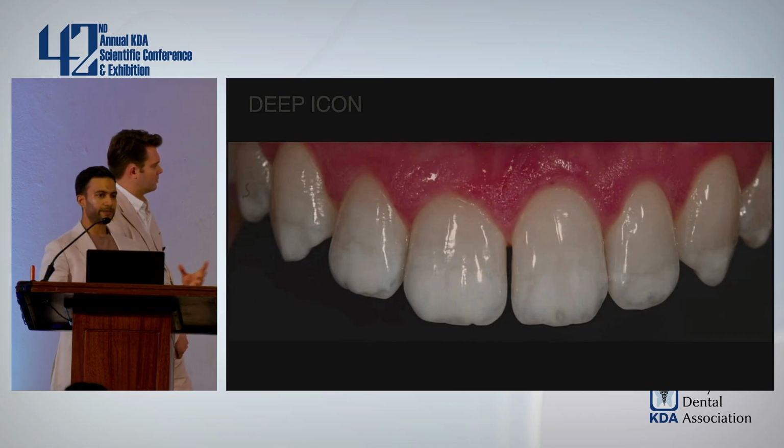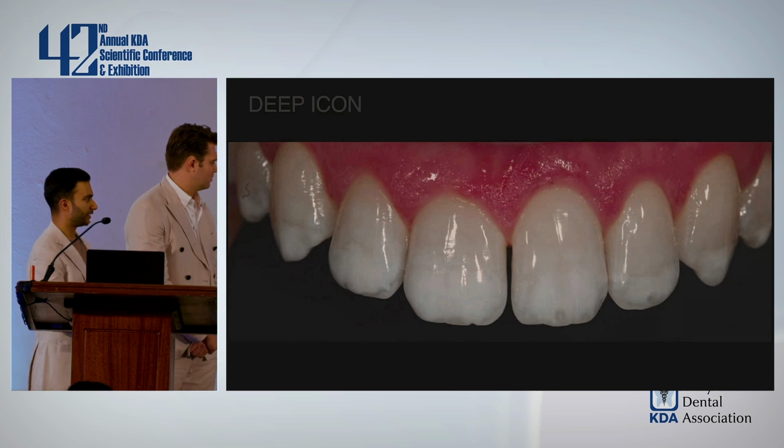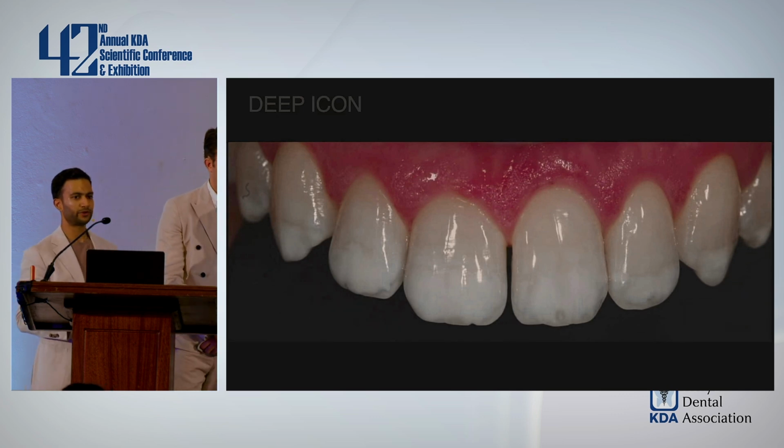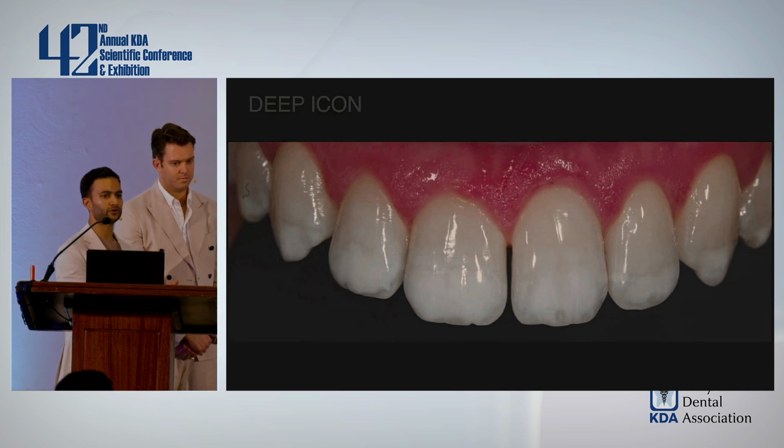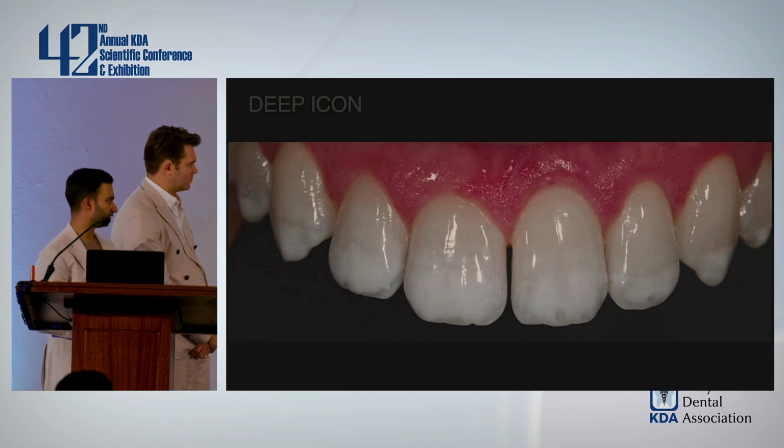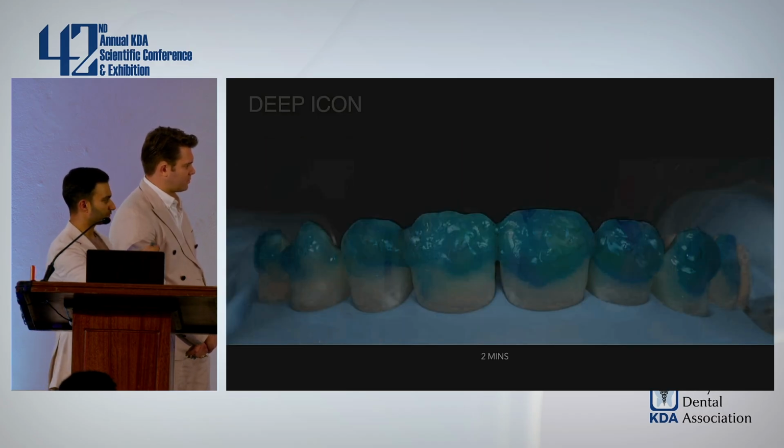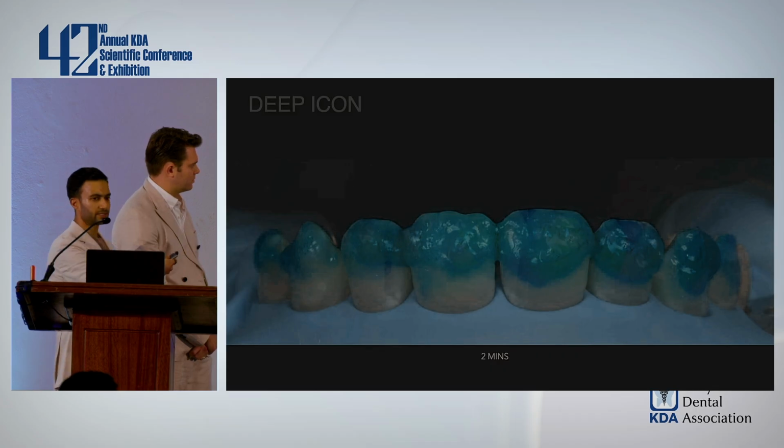Now, we had done some deep Icon cases on individual teeth. We had never done one on so many teeth, but we thought, why can't we apply the same protocol, but just treat all of the teeth together? So as Lewis mentioned before, first thing, rubber dam. We'll show you how to do this in less than 5 minutes on the hands-on. It should be easy and slick. We apply the Icon etch, and you can see here you treat all the teeth together.